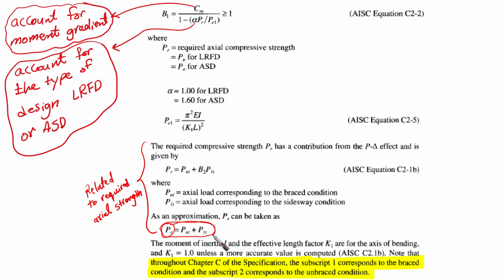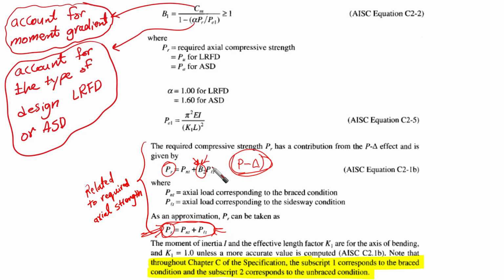As an approximation, we can take this PR to equal PNT plus PLT. We neglect the effect, because as I said, we are using B2 here only. B1 is not going to affect the required strengths, as I explained two slides back. But B2 will, because P delta, big delta, is going to have an effect on the required strengths. So for simplicity, as an approximation, PR can be taken without any amplification.